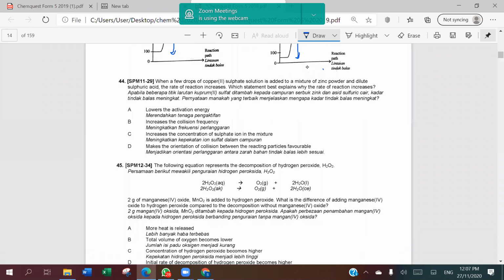Now, when I add a few drops of copper 2 sulfate, what is my copper 2 sulfate? Catalyst. Very good. Cannot be reactant. Catalyst. Copper 2 sulfate is always for zinc plus sulfuric acid. To make the reaction go faster, I put copper 2 sulfate. Which statement tells me why the reaction increases? Tell teacher which one. Lower the activation energy. Very good. A. So easy the answer.